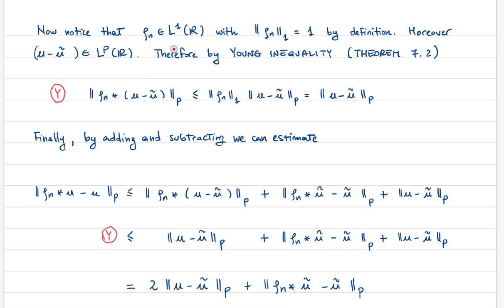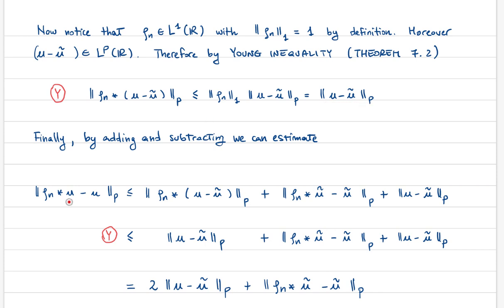So notice that the mollifiers belong to L1 with L1 norm equal to 1, and this is by definition of mollifier. And also the difference between u and u tilde belongs to LP, because this is continuous, this is in LP, then the difference is still an LP function. And therefore by Young inequality, which we proved last time, we obtain that the p norm of the convolution between rho n and u minus u tilde can be bounded by the 1 norm of rho n times the p norm of u minus u tilde. But this guy here was equal to 1, so in the end we are just left with the norm of u minus u tilde here.